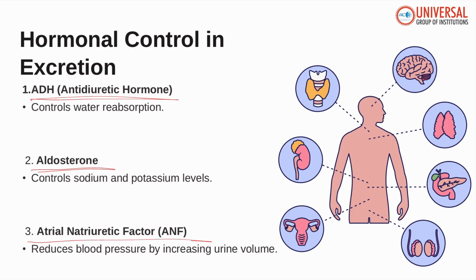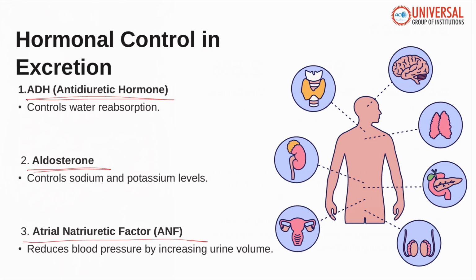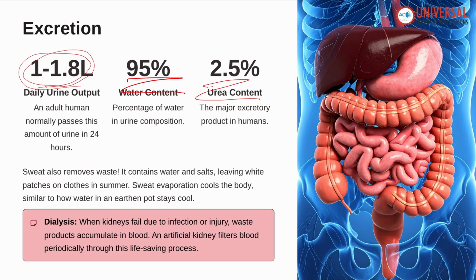Excretion is a process that removes toxic waste, maintains water balance, regulates temperature in the body, and maintains acidity and alkalinity. Along with it, it also helps in osmoregulation. Sweat is an excretory product which contains water and salts.